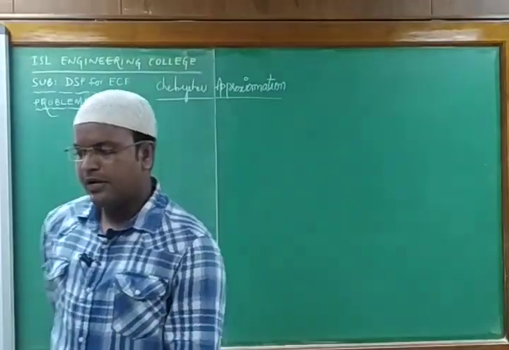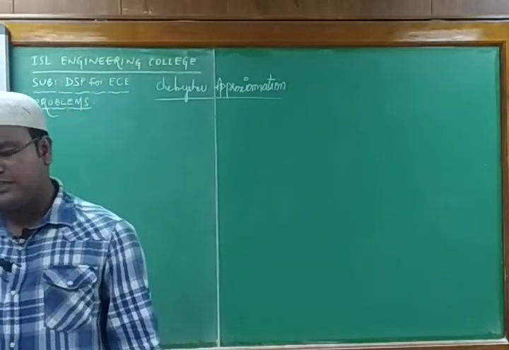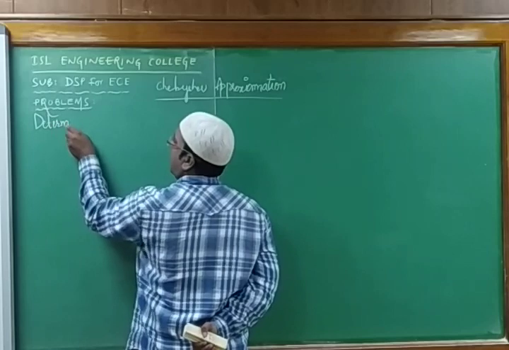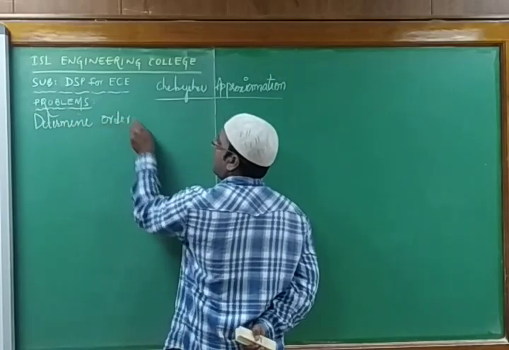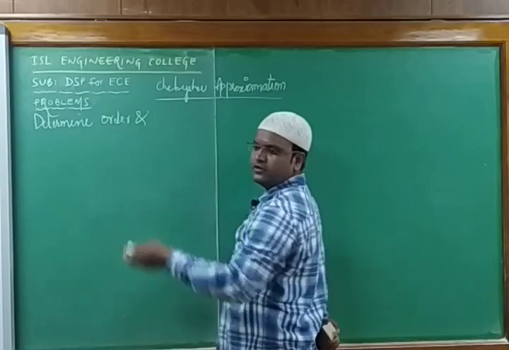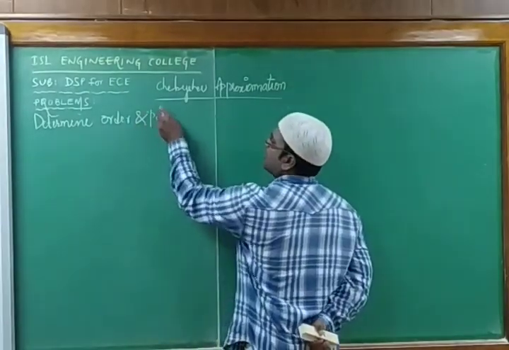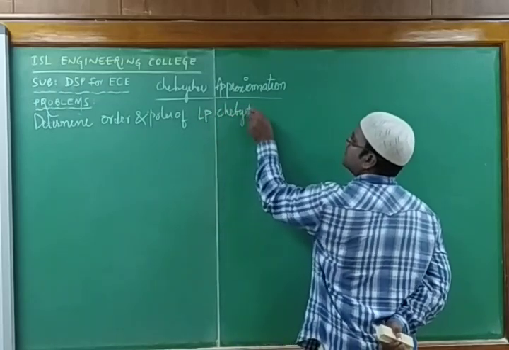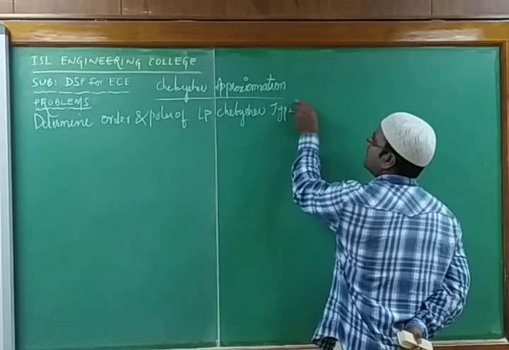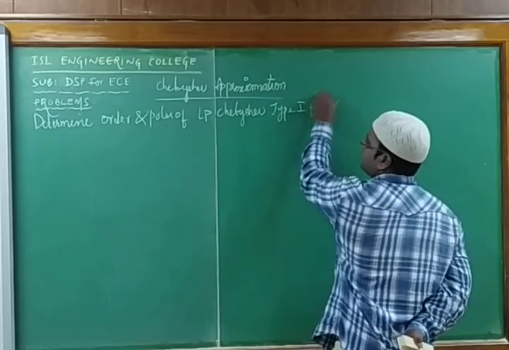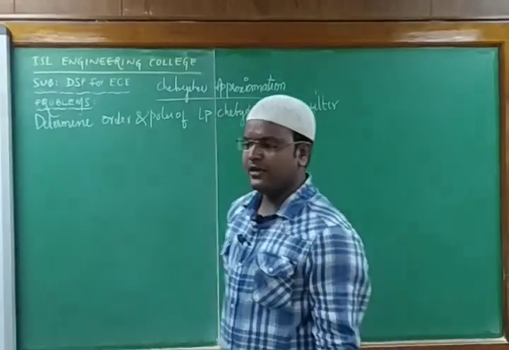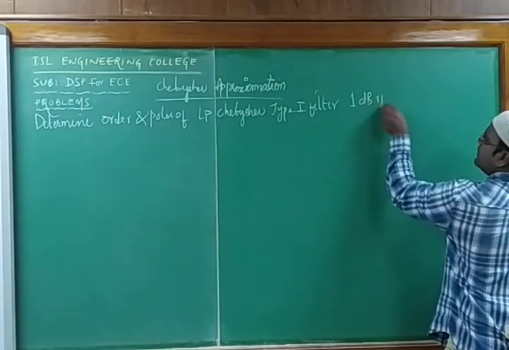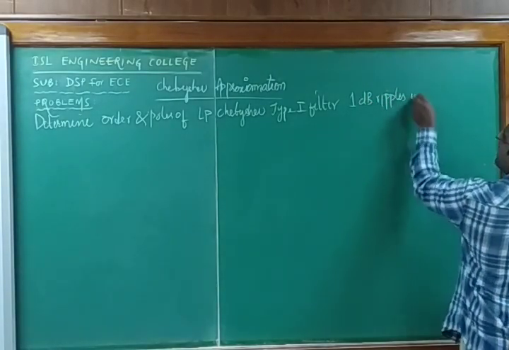They gave one question: determine the order and poles of a type 1 low pass Chebyshev filter. So what is asked in the question? The problem is to determine the order and poles of a low pass Chebyshev type 1 filter that has 1 dB ripples in the passband.